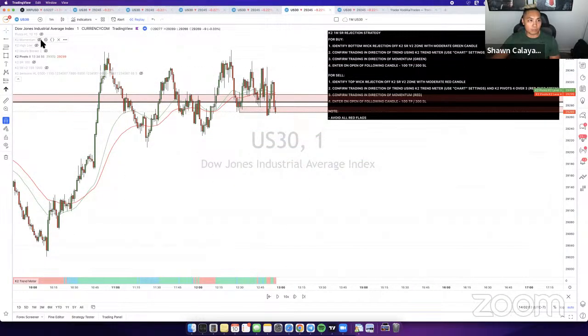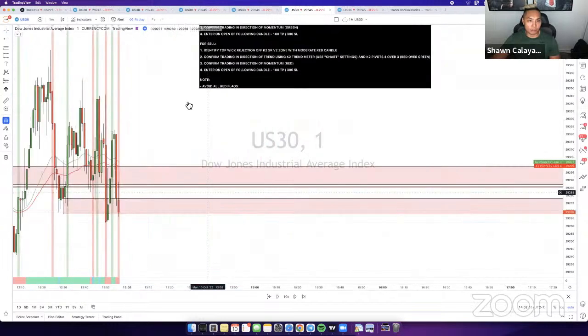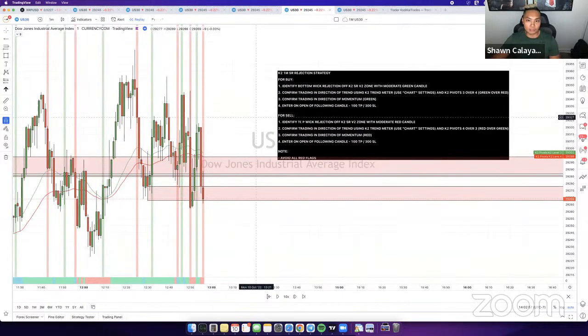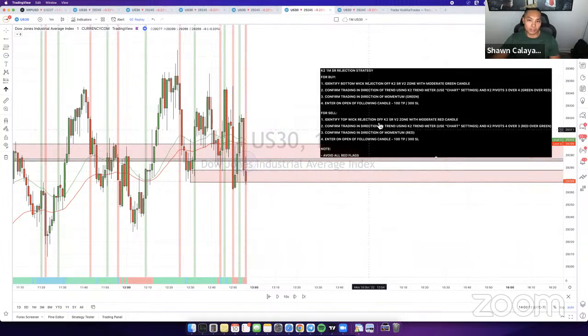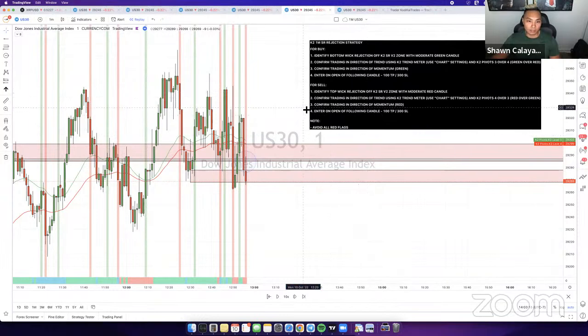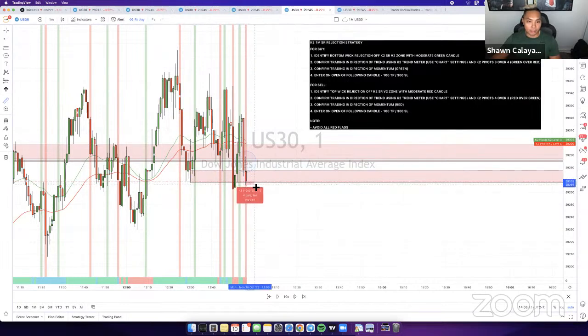Next, I'm going to turn on the K2 momentum indicator because we need that as well. For the first requirement, you want to identify a top wick rejection off a K2 SRV2 zone with a moderate red candle. In order to identify the wick rejection, you just want to look at the wick, make sure it's pushing off one of the zones here, which it clearly is. That's going to be the first part of the first requirement. Second requirement, you want to confirm that it's a moderate red candle. In order to confirm that, you just want to measure the wick below and compare that to the body of the candle.